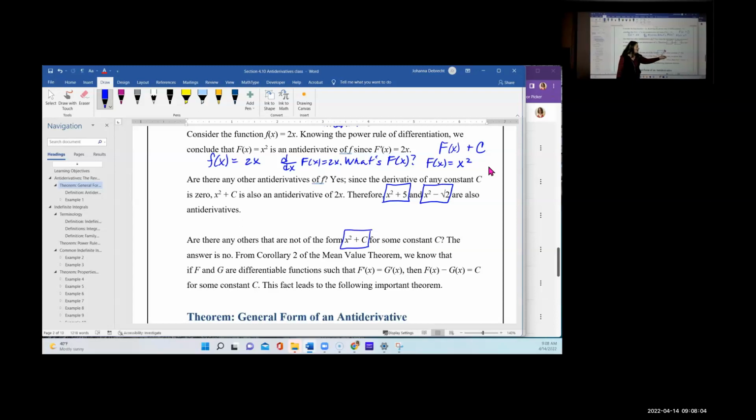So all of the antiderivatives for 2x have that basic format. All the antiderivatives of 2x have to be of the format x squared plus c, right? That's guaranteed by corollary 2 of the mean value theorem.